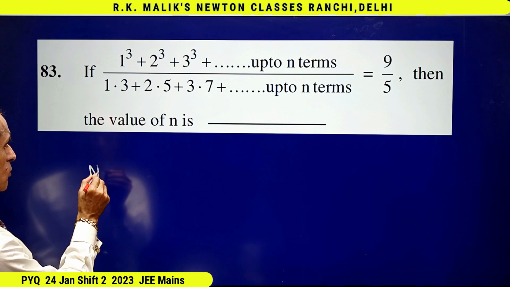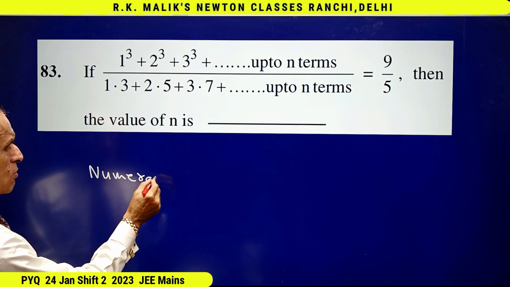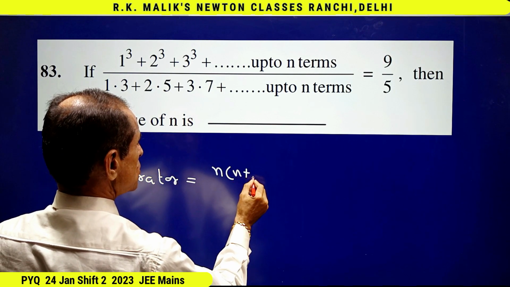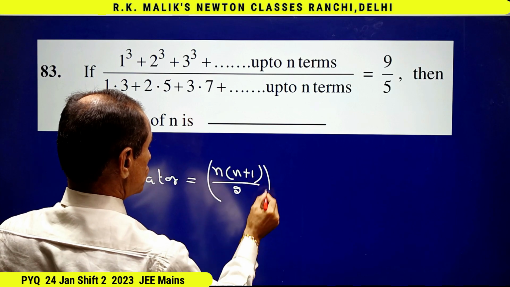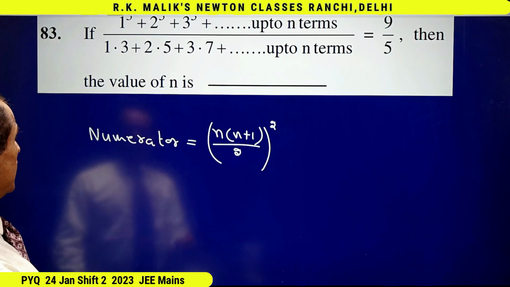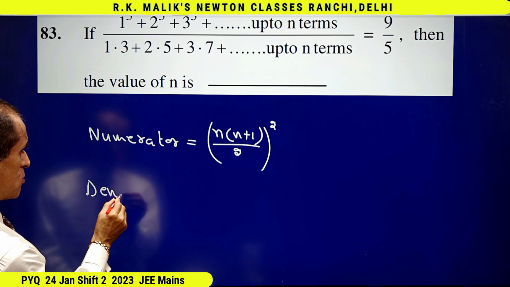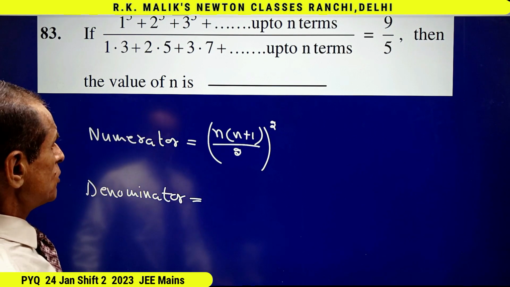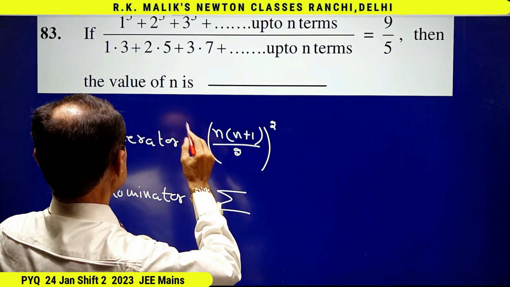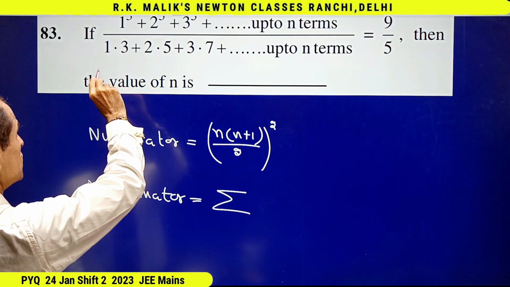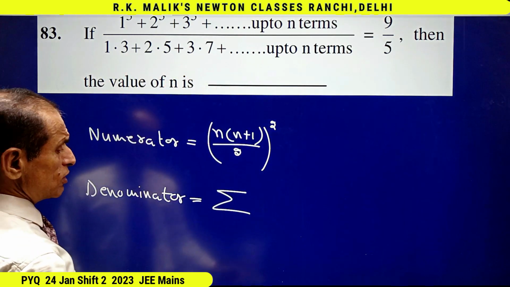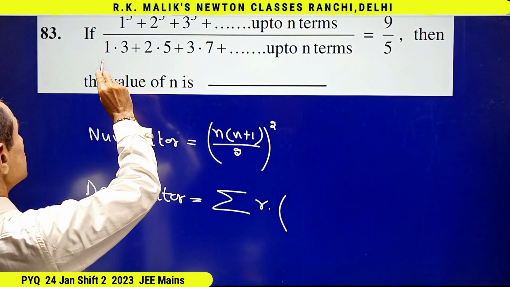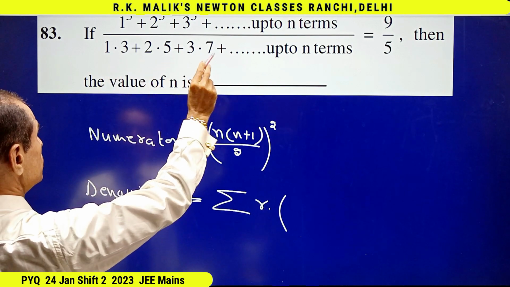You have to fill in the blank. First of all, numerator is clearly [n into (n plus 1)] by 2 whole square. You must be knowing this formula. And denominator is equal to sigma, because if we look at the first part, it is 1, 2, 3 and so on. Therefore, the R-th term will be R into.